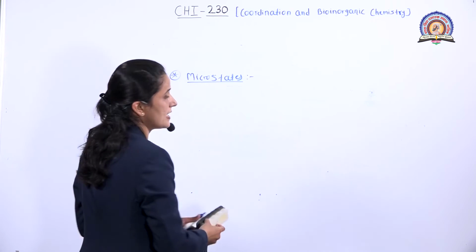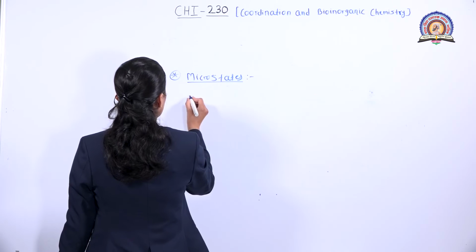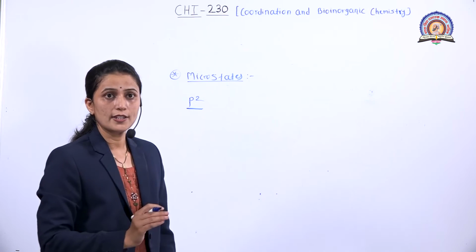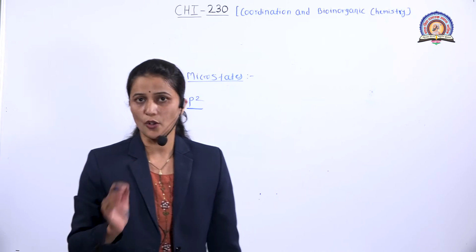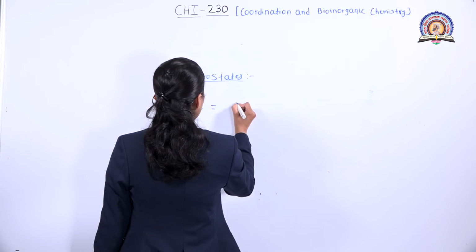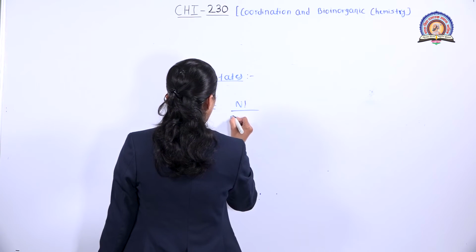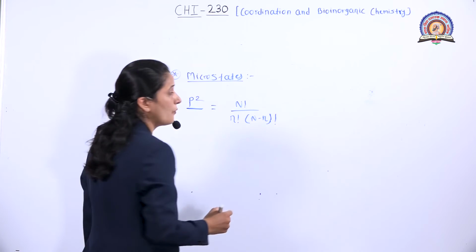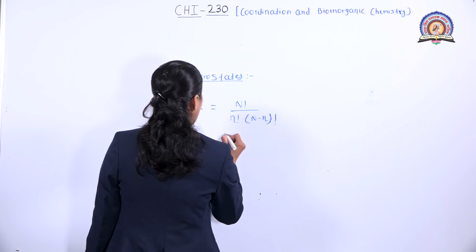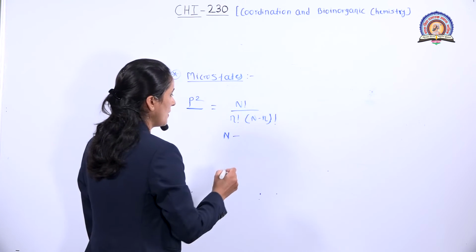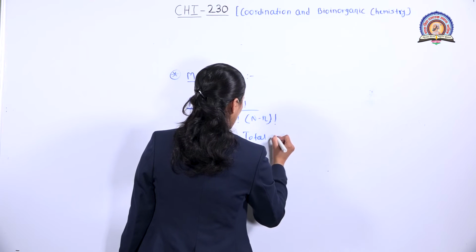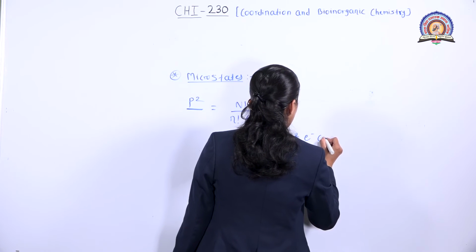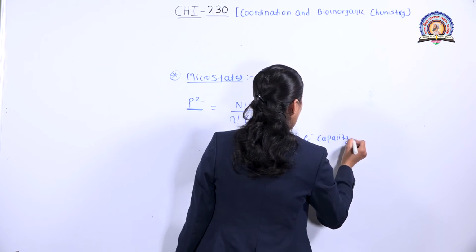Suppose any configuration is given, taking the same example, P2. To calculate the number of microstates for any configuration, the formula is N factorial upon n factorial into (N minus n) factorial. What is this capital N? N is the total number of electron capacity of that given orbital.